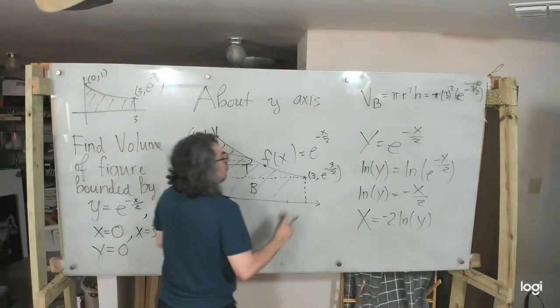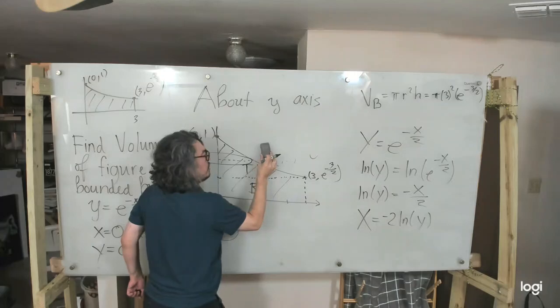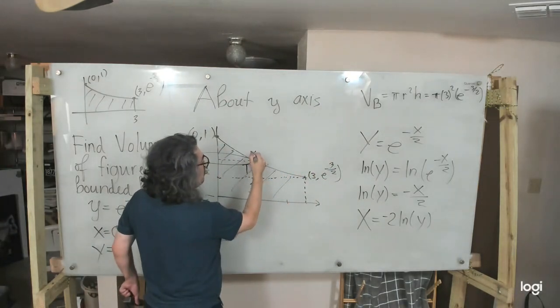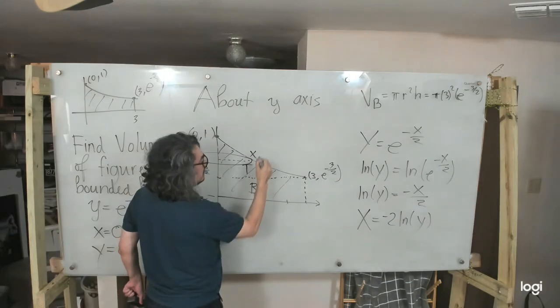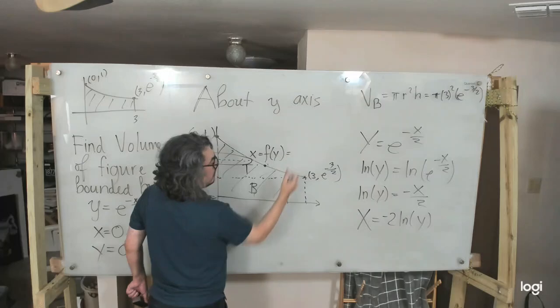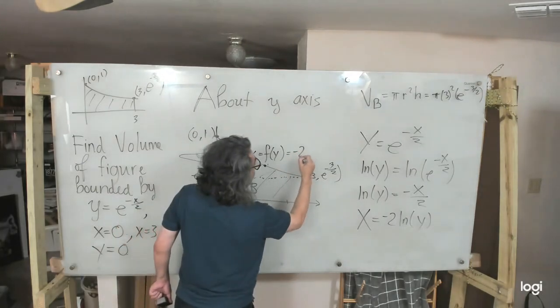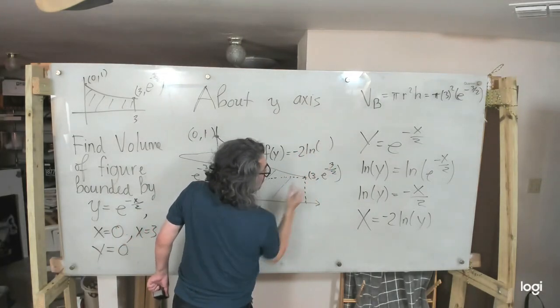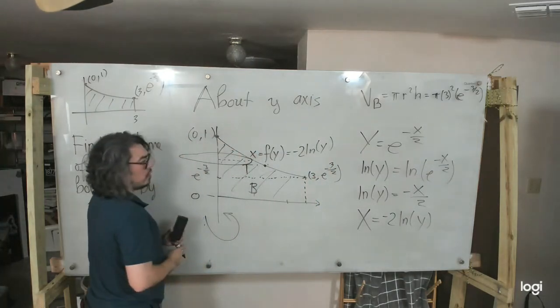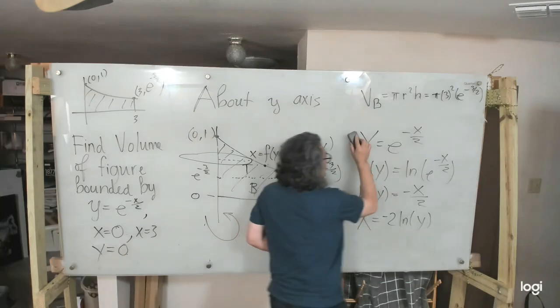So for this problem, we're going to delete this temporarily, and we're going to write that this curve can be represented as x, which we can now see as a function of y, is equal to negative 2 ln of y. Okay, perfect.